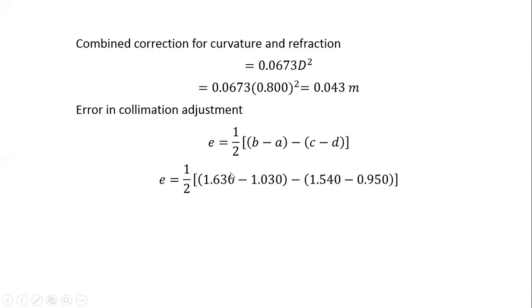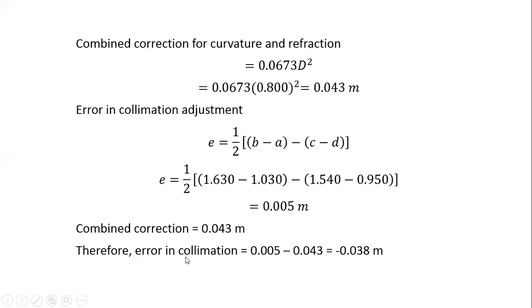So E is equal to, everything is known to me. So I got this, the total error. E is nothing but your total error: error due to curvature, the refraction, and the collimation. So I know two things. Error due to curvature and refraction is known, so I can very easily find out the collimation adjustment. Combined correction is known to me, combined correction means due to curvature and the refraction. Therefore, error in collimation adjustment is equal to this total error minus this one. So this is my error in collimation adjustment.